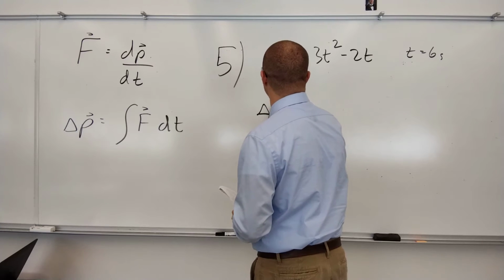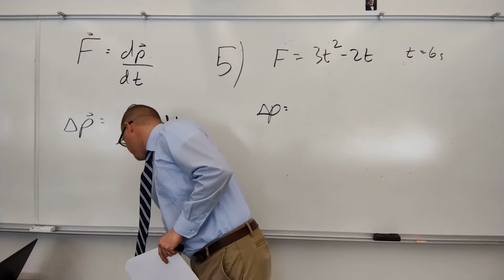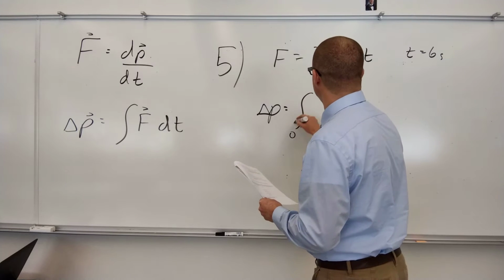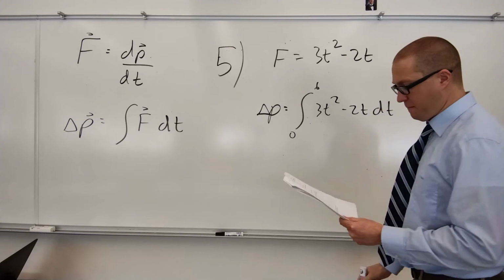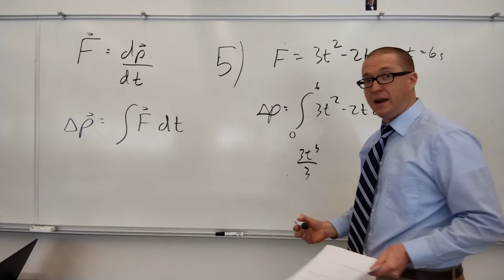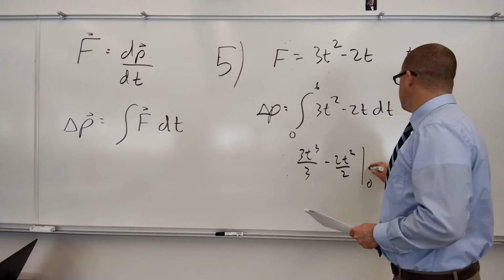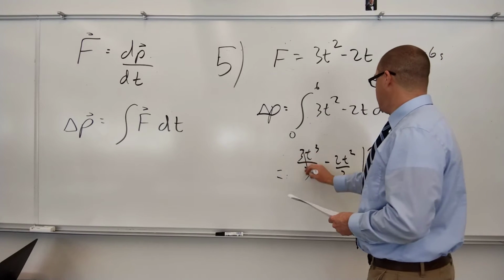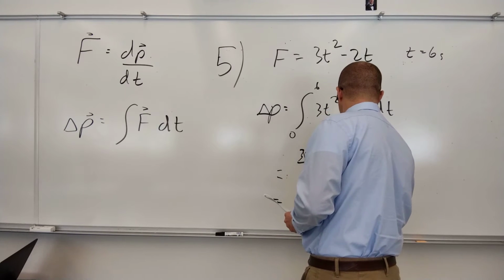So the change in momentum of this object due to this force acting is going to be the integral from 0 to 6 seconds of 3t squared minus 2t with respect to time. So this would be 3t cubed over 3, take the antiderivative first, minus 2t squared over 2, evaluated from 0 to 6. Got a calculator right over there, so we get 6 cubed minus 6 squared for our change in momentum.